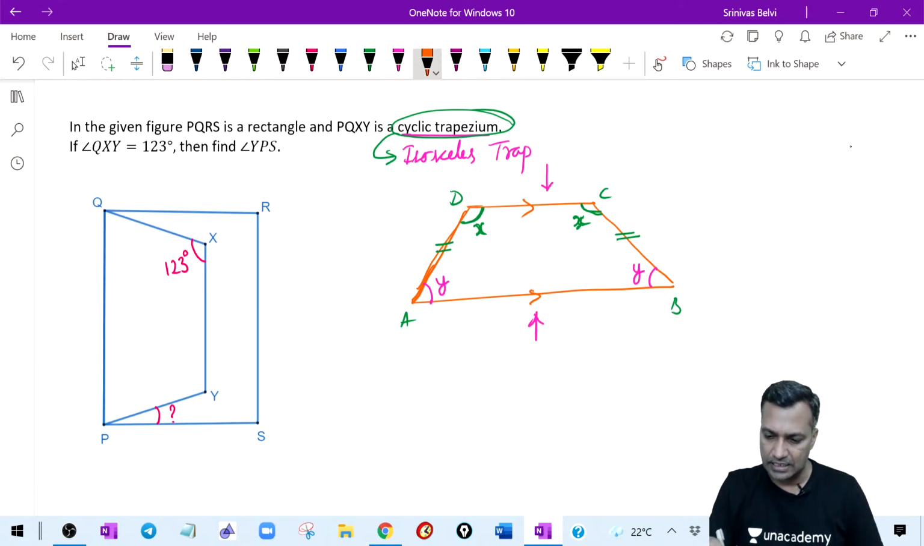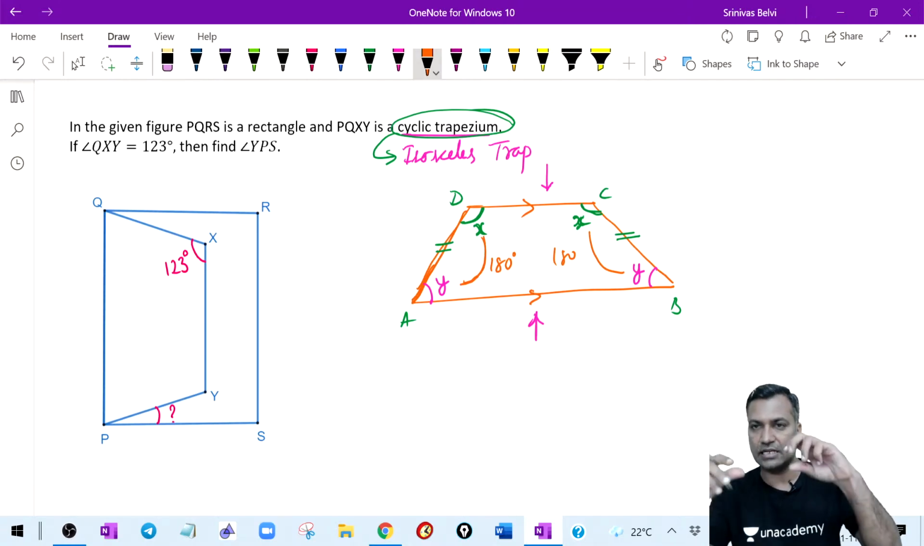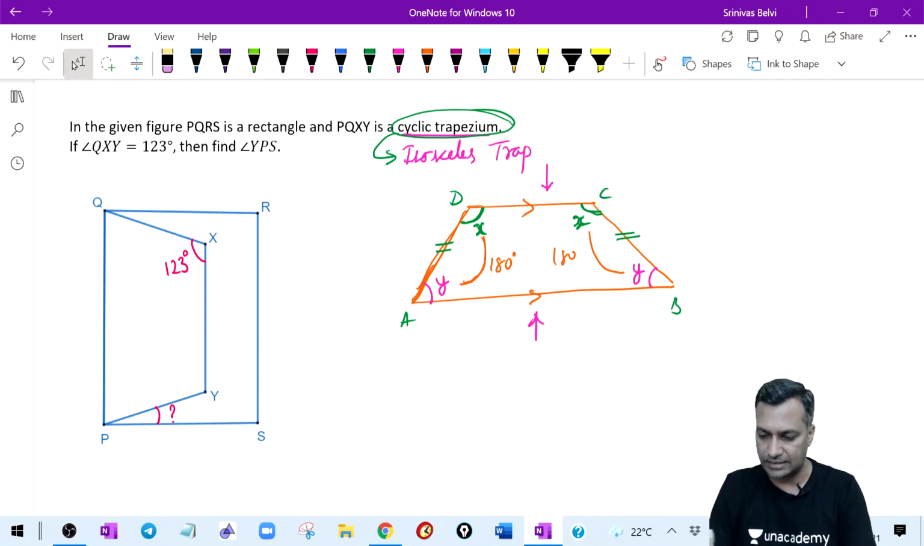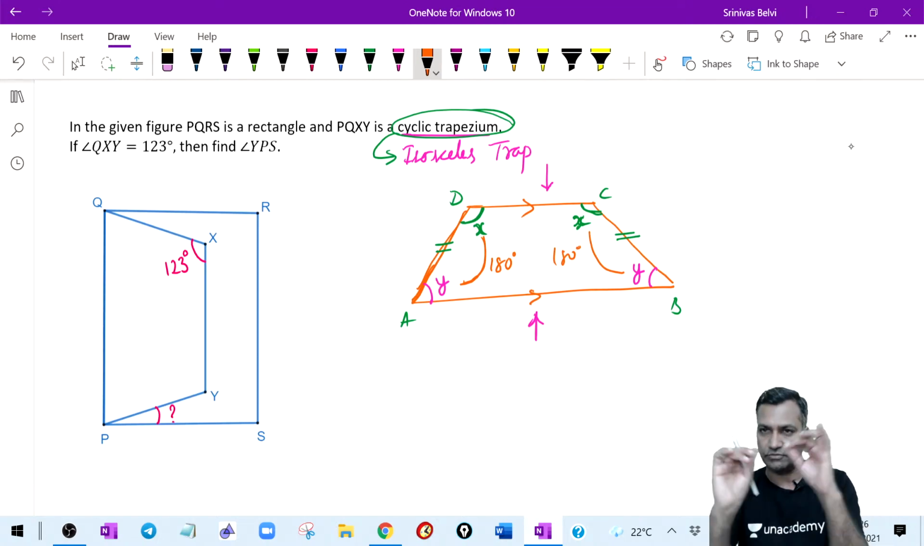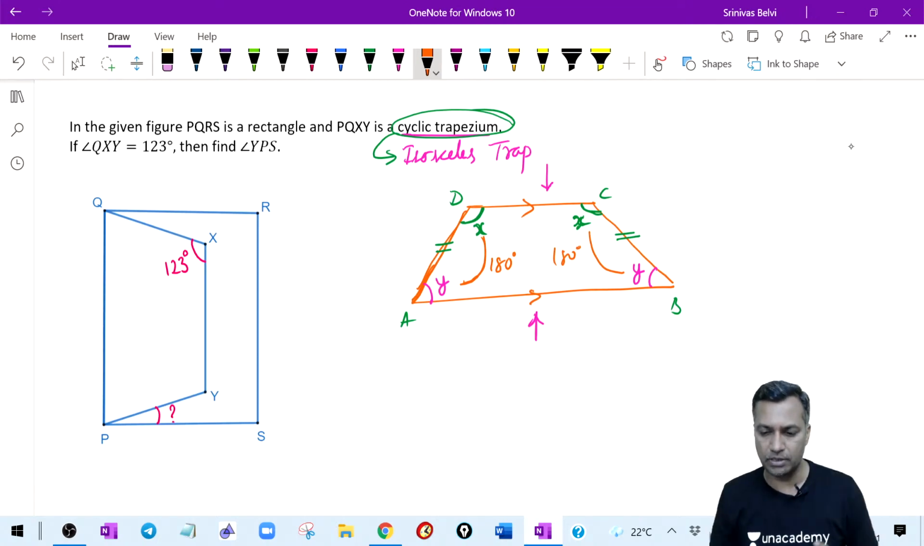Also, these angles x and y are supplementary. They add up to 180 degrees. It is not y plus y that becomes supplementary. The angles between the lateral sides and the parallel lines are always supplementary. Fair enough. This is all you've got to remember when it comes to an isosceles trapezium. A little more is there; as we go along the journey, we will explore them. Not all at once may be required here.